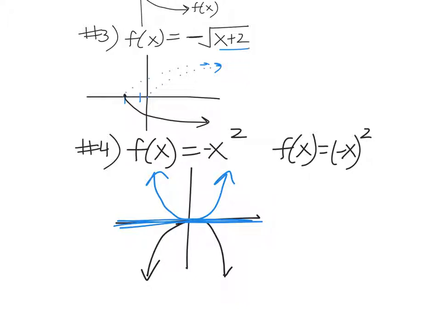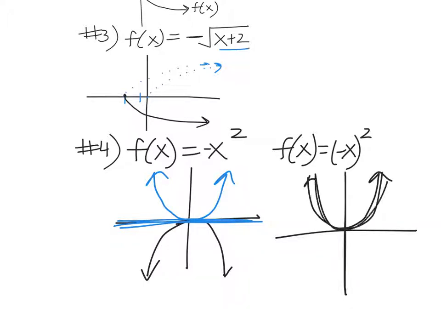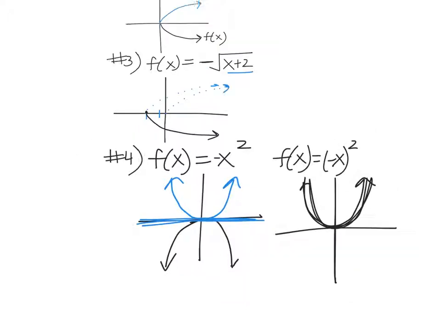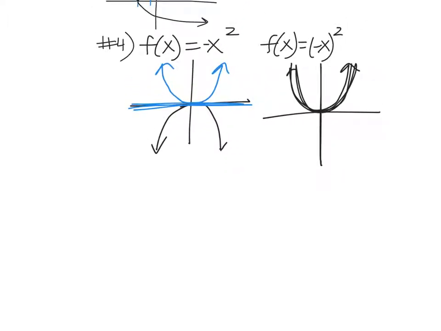I reflected my parent function over the x-axis. Okay? If you ever mess up, go to something very basic. Now, what happens with this? Nothing, right? What's negative x squared? It's still x squared. So this reflects over the y-axis and nothing happens to it. It doesn't change. Okay, that's why these things are the way they are.